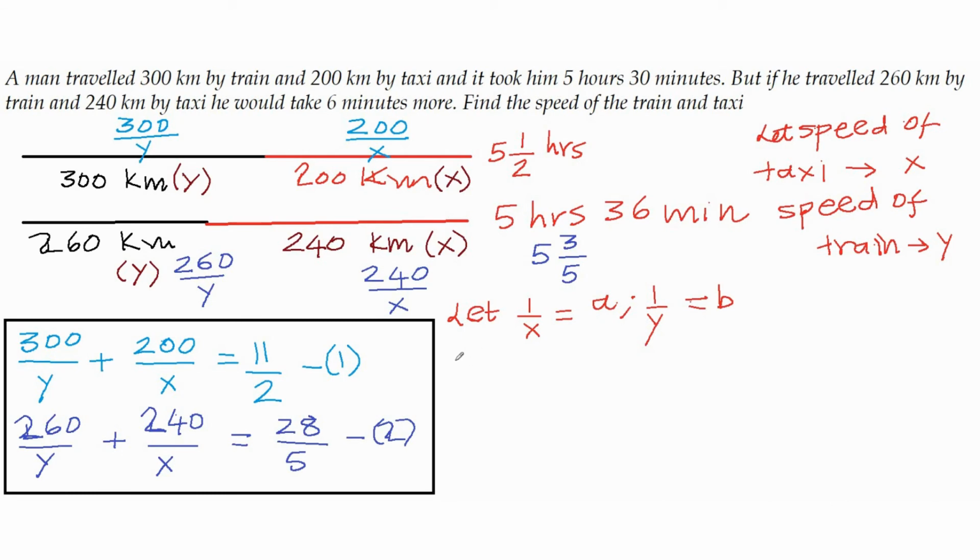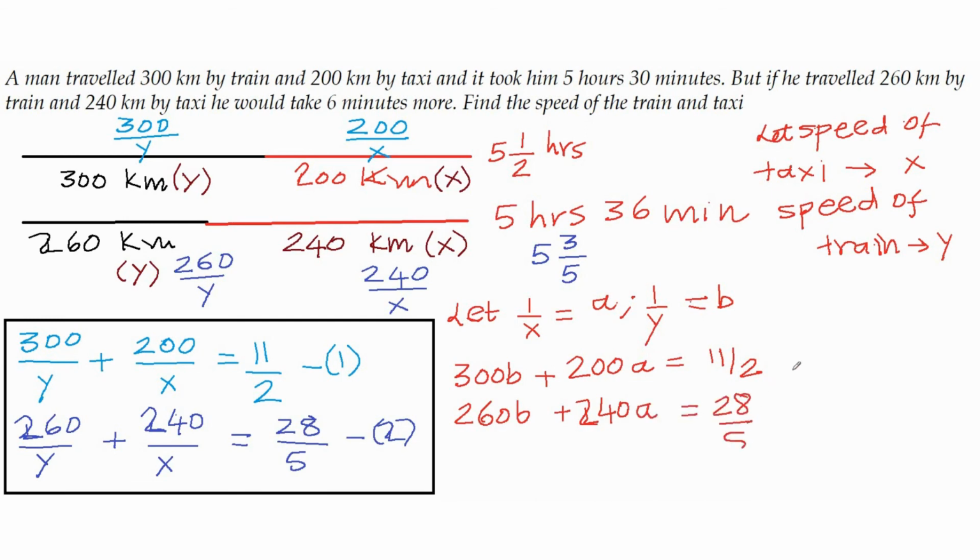Therefore, what I get is 300b plus 200a is equal to 11 by 2. And the second equation that I will get is 260b plus 240a is equal to 28 upon 5, right? So these are the two equations that I should solve.